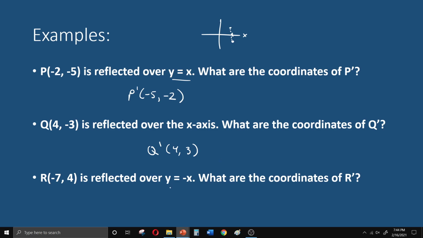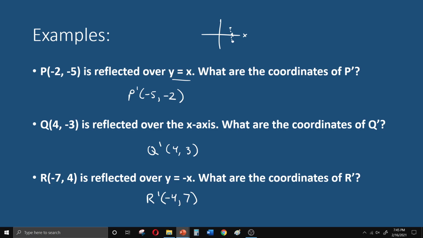And then the last one, reflecting over the line y equals negative x, R prime. I'm going to flip them and switch the signs. So 4 goes over here, becomes negative 4. Negative 7 goes over here, becomes positive 7, and I'm done. That's it. No work required. Drawing pictures is optional. Do whatever you need to do to get these answers.